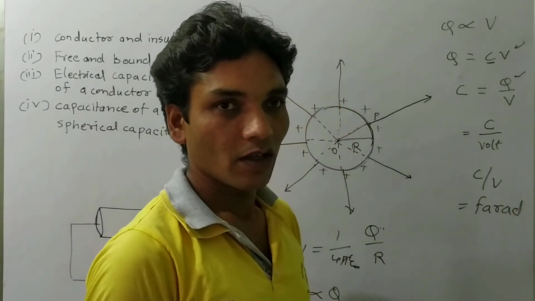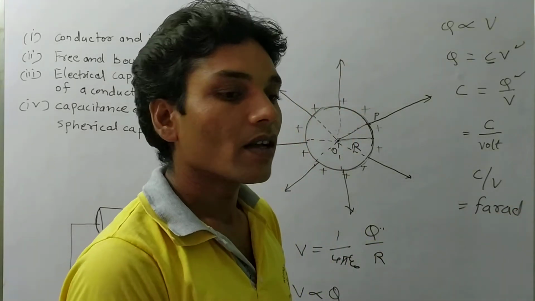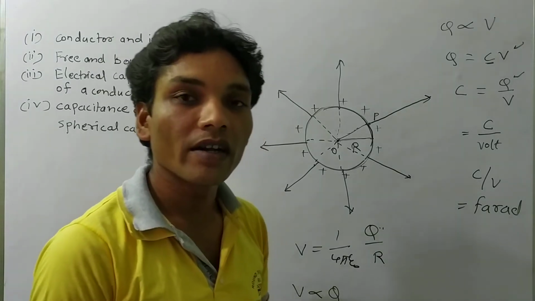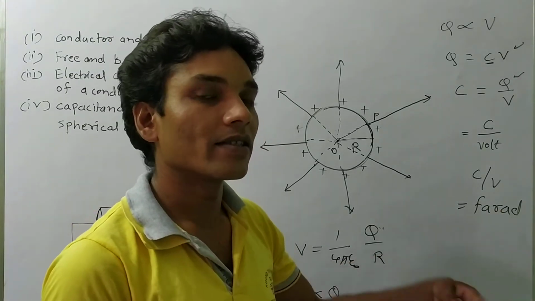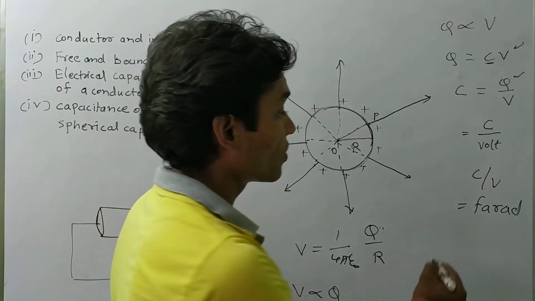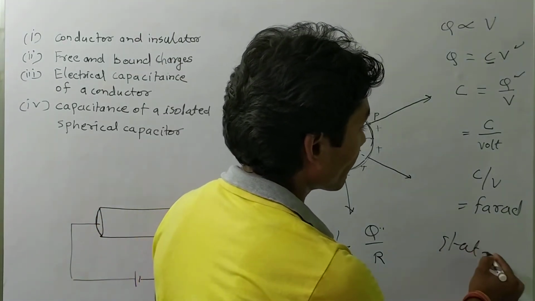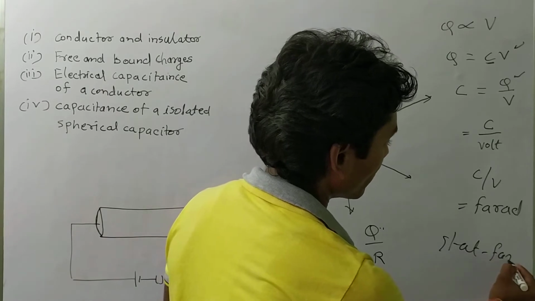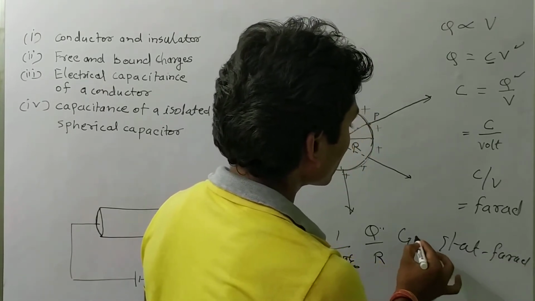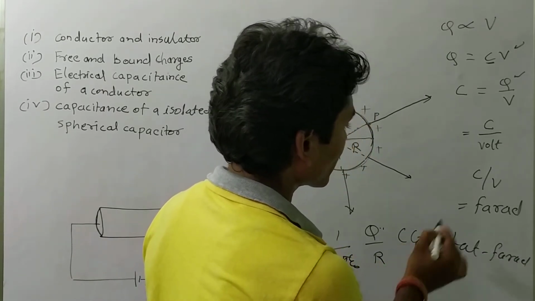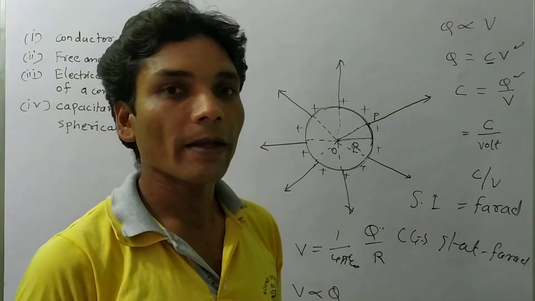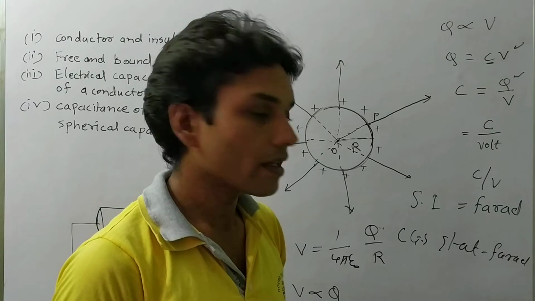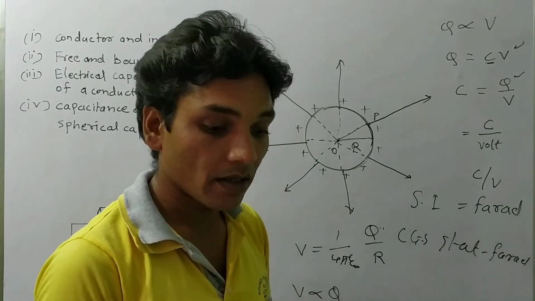So the SI unit of capacitance of a conductor is Farad, and the CGS unit will be Statfarad. This is the CGS unit, and this is the SI unit. Okay, this is the capacitance of a conductor.